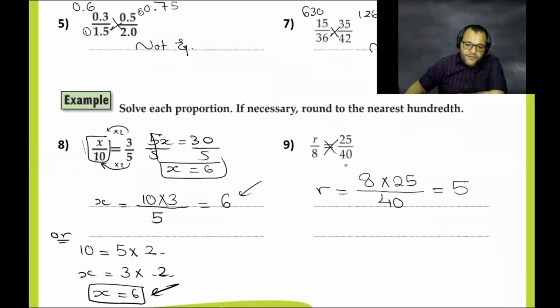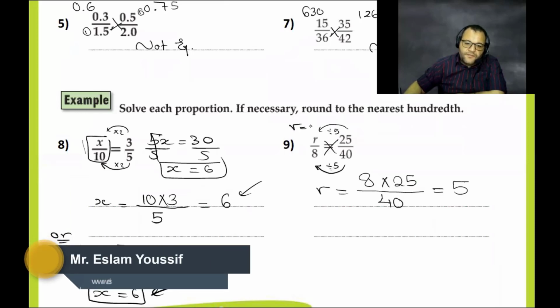But for the other way, if you are going from 40 to 8, you will divide by 5. So also divide 25 by 5. So R equals 5. You find the same answer with the two ways.